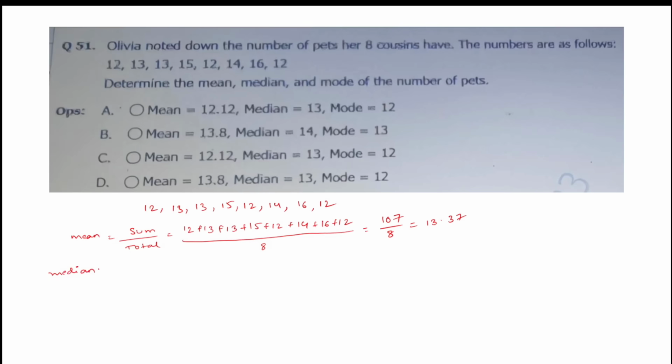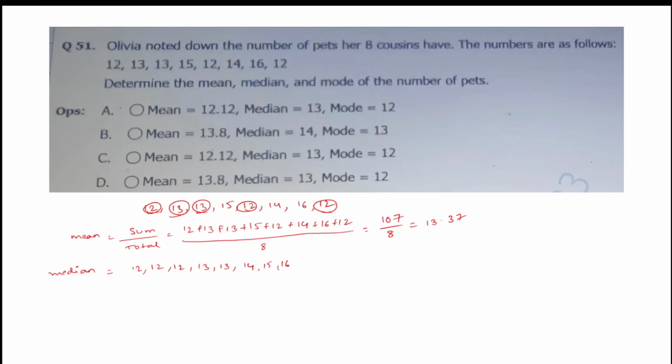To calculate the median, first of all, we need to arrange the observations in ascending order, which means small to large. So we need to arrange all of these values like 12, 12 and 12. So we write the 12s, and then we have 13s as 2. So 13 and 13, and then 14, 15 and 16.